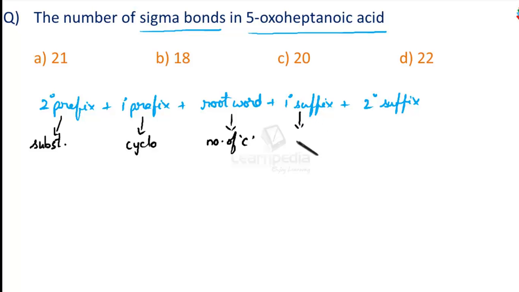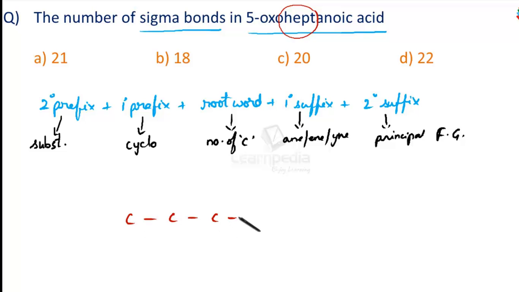And the primary suffix indicates whether the organic compound is saturated or unsaturated. So it can be ane, ene or yne as per the presence of all single bonds, double bond or triple bond. The secondary suffix indicates the primary functional group or the principal functional group present in the organic compound. So the root word hept indicates that there are 7 carbon atoms in the parent chain, and these are the 7 carbon atoms.